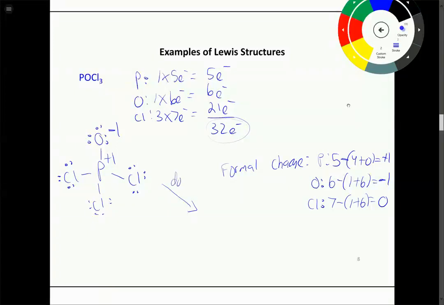So we have a +1 and a -1 formal charge next to each other. So the way to get rid of those is to make one of these non-bonding pairs of electrons on oxygen into a double bond. So we draw a phosphorus-oxygen double bond. We keep the 2 lone pairs on oxygen. We don't do anything with the chlorines. They already had 0 formal charge.